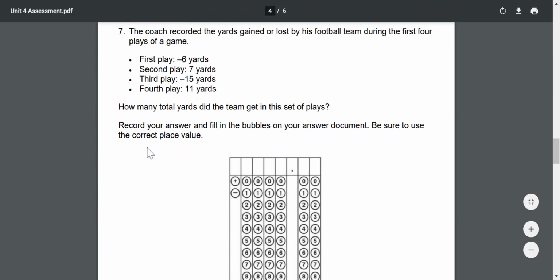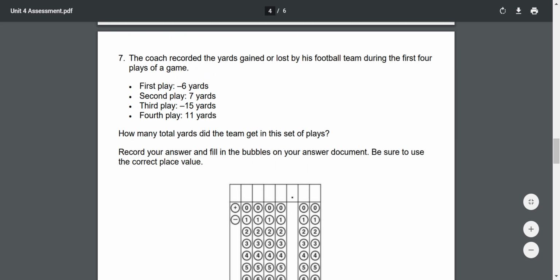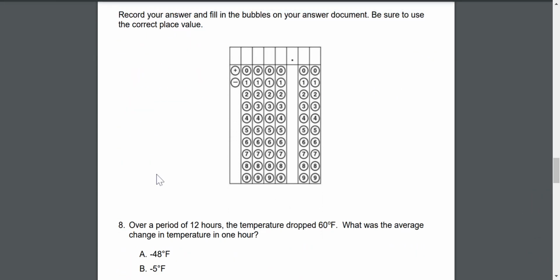Number 7. The coach recorded the yards gained or lost by his football team during the first 4 plays of a game. First play, -6 yards. Second play, 7 yards. Third play, -15 yards. Fourth play, 11 yards. How many total yards did the team get in this set of plays? Record your answer and fill in the bubbles on your answer document. Be sure to use the correct place value.